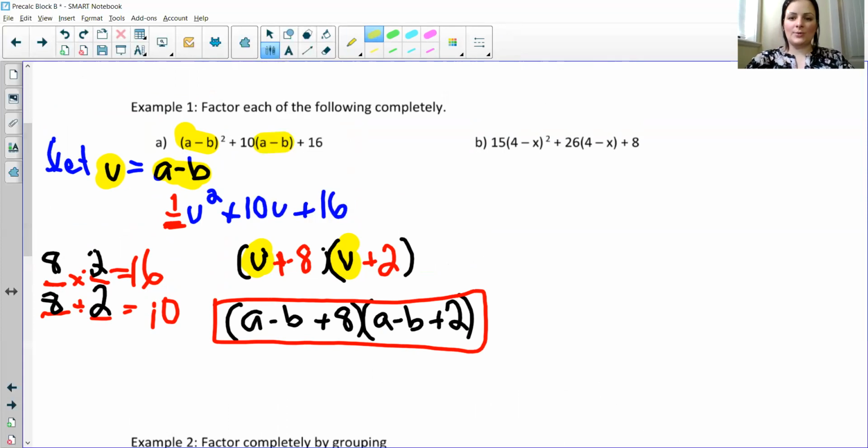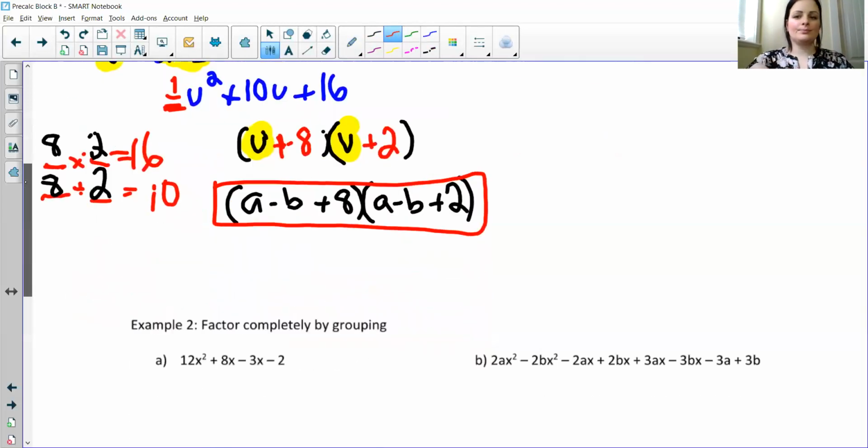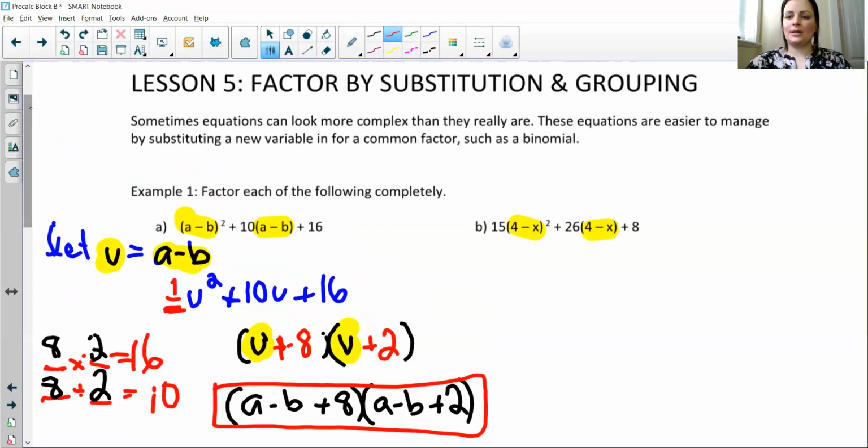Okay, so if you notice, we have this 4 minus x in both terms. It makes it look a little bit more complicated, and it would be more complicated to factor it with those in there. So to simplify things, we're going to let u equal 4 minus x. Okay, so I'm going to rewrite this out, but instead of writing 4 minus x, every place I see that highlight, I'm going to write a u instead.